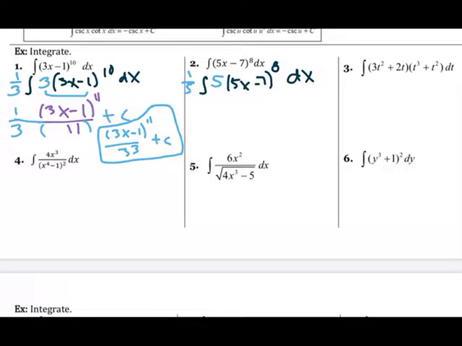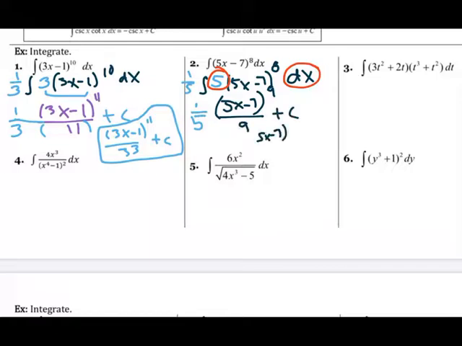So now, when I undo the chain rule, this 5 is going to go away with this dx, because really, thinking through that U substitution step, we would be saying du divided by 5 is equal to dx. So that 5 is going to go away. The 1/5 is not. And then I'm going to add 1 to the exponent here. So (5x minus 7) to the 9th power over 9 plus c. So that's going to give me (5x minus 7) to the 9th power over 45 plus c.